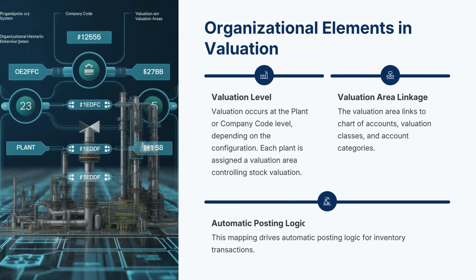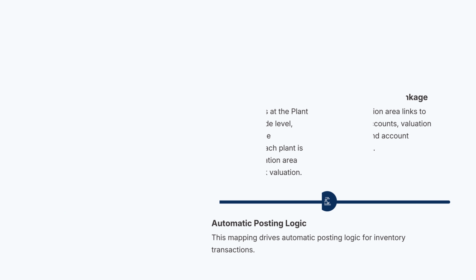Organizational elements in valuation. Valuation operates at the plant or company code level, depending on configuration. Each plant acts as a valuation area and determines how inventory is valued. Valuation areas connect to chart of accounts, valuation classes, and account references. This structure defines how and where value flows during every stock movement.